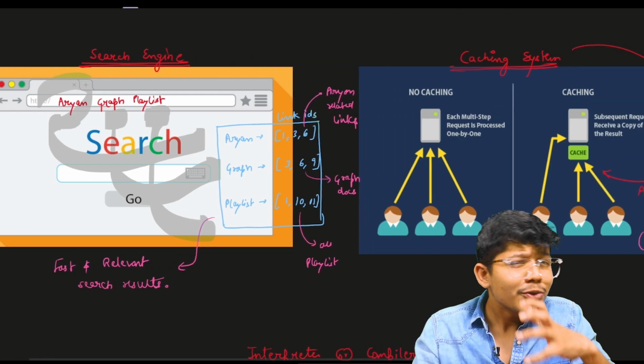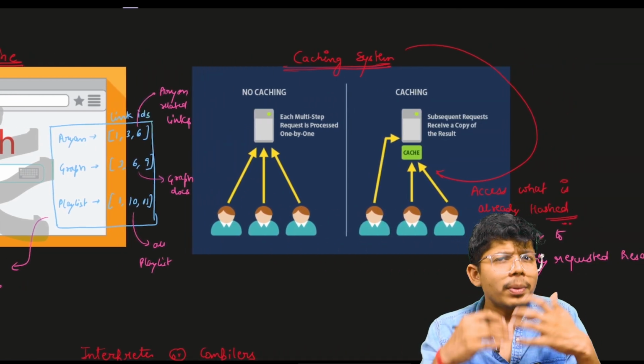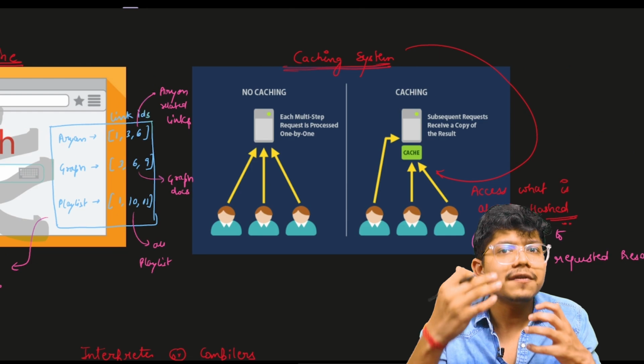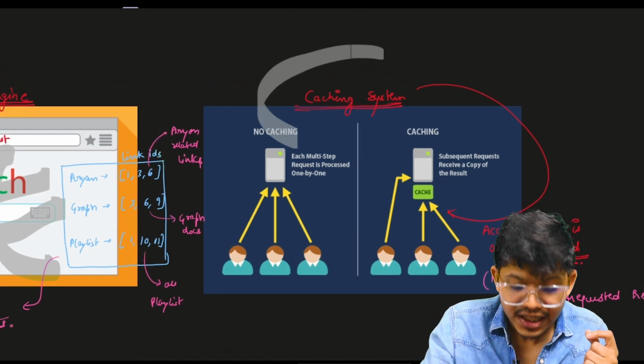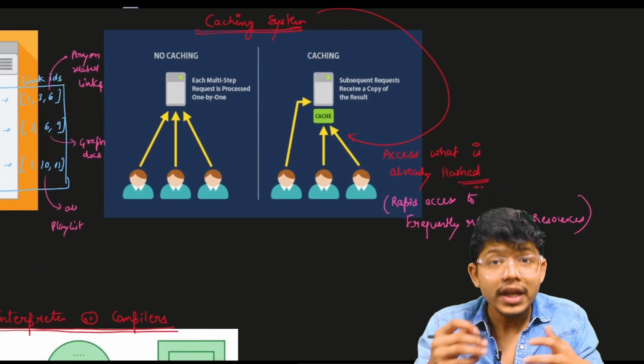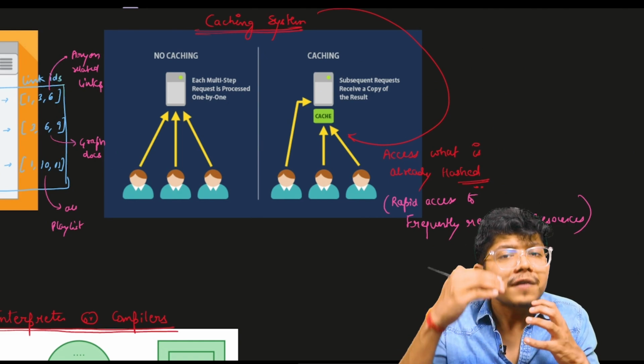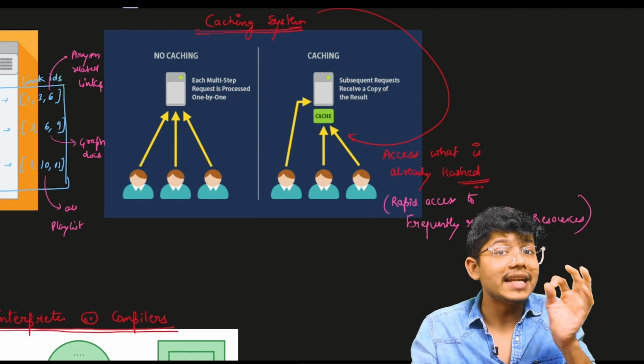Not only this, but also you must have seen that whenever you open something again and again, it actually opens very fast. It is because of caching. Caching is nothing but storing something which is rapidly or frequently used, and you actually store that in memory.